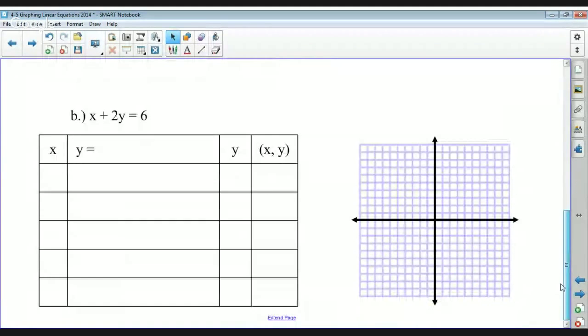So we have another equation for you. I'll give you some time here to work on this on your own and go ahead and take a look at it. And in about 2 minutes, we'll come back and we'll do it together.